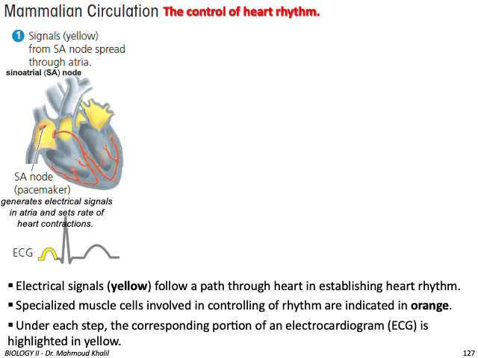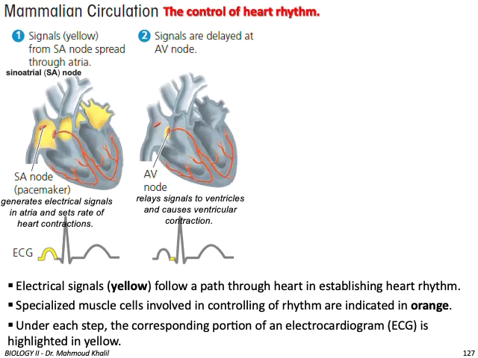Starting, the signal starts at a region called the SA node, the sinoatrial node, which is a pacemaker. This node controls the contraction and the rhythm of the contraction of the heart. The SA node generates an electrical signal in the atria and sets the rate of heart contraction. Soon after that, the signal is conveyed to the AV node, and the AV node relays the signal to the ventricle and causes the ventricular contraction.